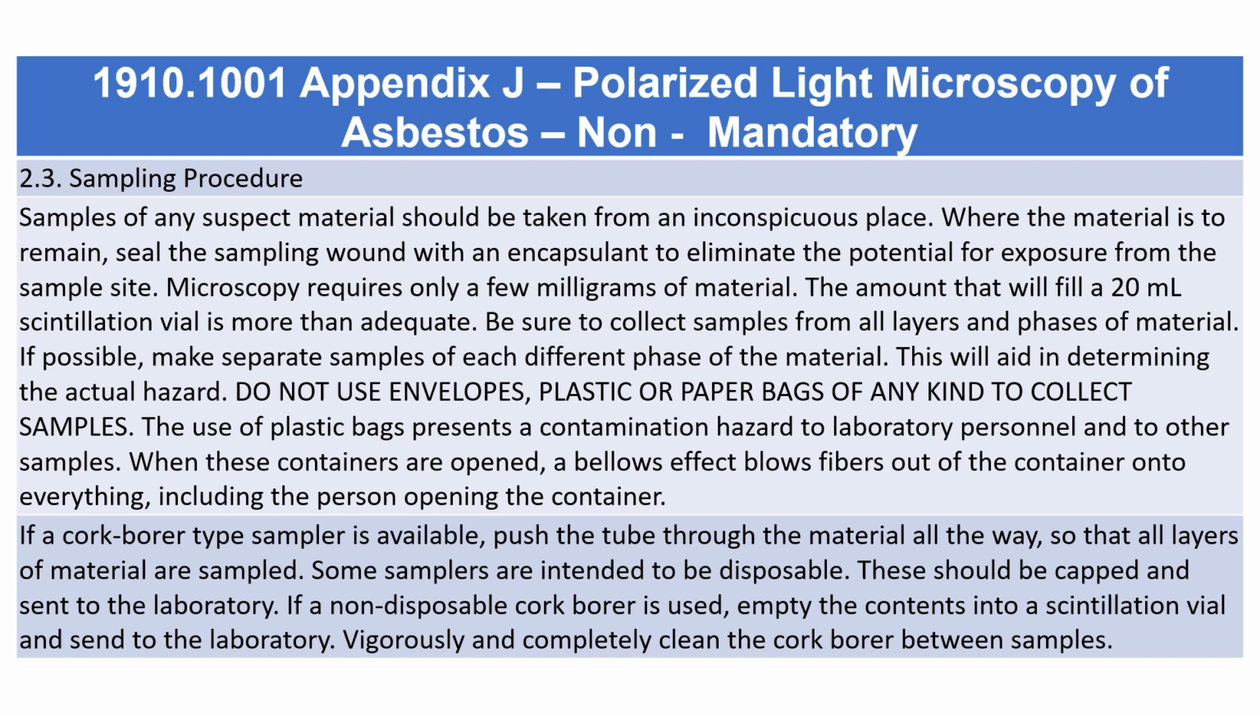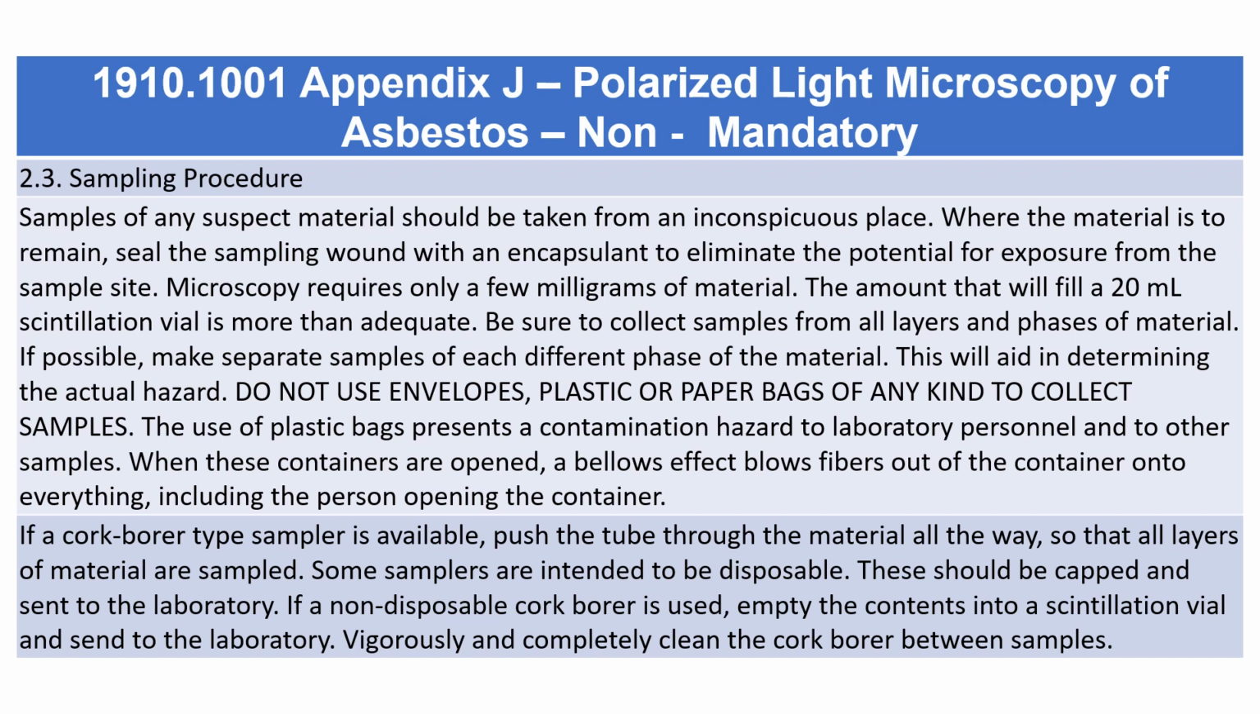2.3. Sampling procedure. Samples of any suspect material should be taken from an inconspicuous place. Where the material is to remain, seal the sampling wound with an encapsulant to eliminate the potential for exposure from the sample site. Microscopy requires only a few milligrams of material. The amount that will fill a 20 milliliter scintillation vial is more than adequate. Be sure to collect samples from all layers and phases of material. If possible, make separate samples of each different phase of the material. This will aid in determining the actual hazard.